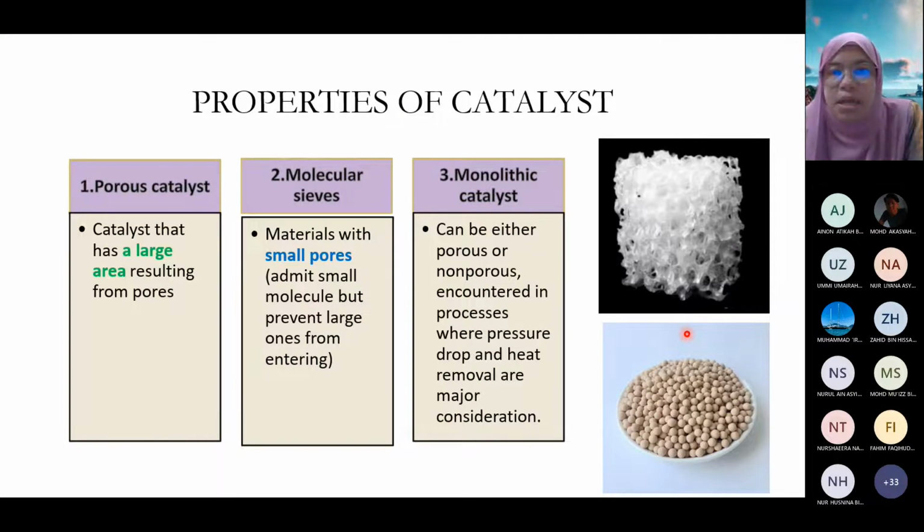Okay, and then this is the shape of catalyst. Porous catalyst consists of a large surface area, so that's why for most reactions we choose porous catalyst compared to non-porous catalyst. And then the shape of catalyst: molecular sieve, or monolithic catalyst. So this is an example of different shapes of catalyst. The previous slide was in tubular shape. This one is a sphere catalyst.